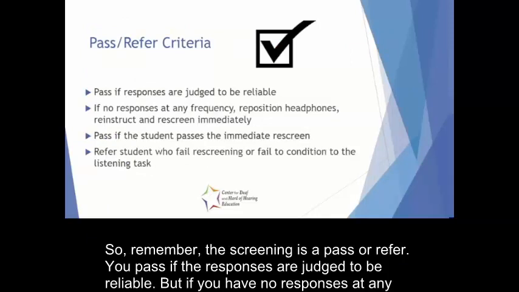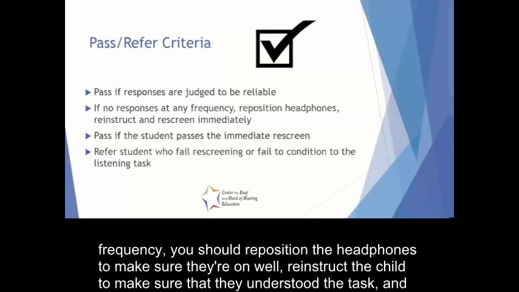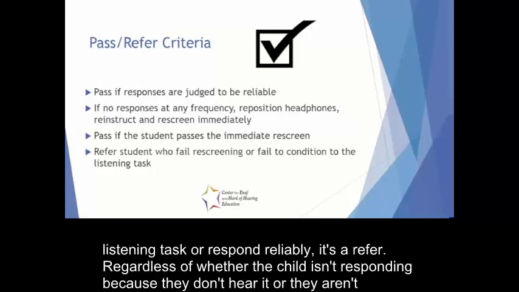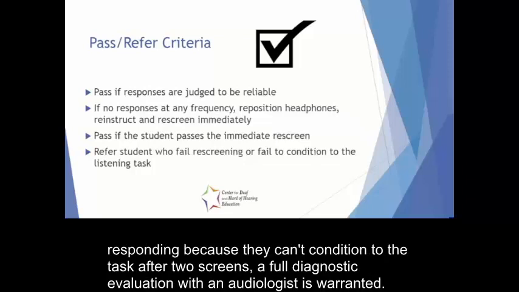So remember, the screening is a pass or refer. You pass if the responses are judged to be reliable, but if you have no responses at any frequency, you should reposition the headphones to make sure they're on well, re-instruct the child to make sure that they understood the task, and rescreen immediately. If the student passes the immediate rescreen, it's a pass. If the student still refers, or they're unable to condition to the listening task or respond reliably, it's a refer. Regardless of whether the child isn't responding because they don't hear it, or they aren't responding because they can't condition to the task, after 2 screens, a full diagnostic evaluation with an audiologist is warranted.